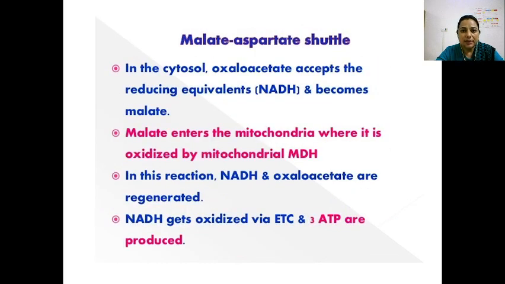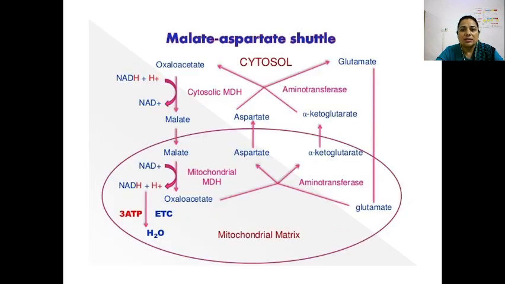The second is the malate aspartate shuttle. In the cytosol, oxaloacetate accepts the reducing equivalent and becomes malate. Malate enters the mitochondria where it is oxidized by mitochondrial malate dehydrogenase. In this reaction, NADH and oxaloacetate are regenerated. NADH gets oxidized via the electron transport chain and 3 ATPs are produced. This is the flow chart showing the malate aspartate shuttle.